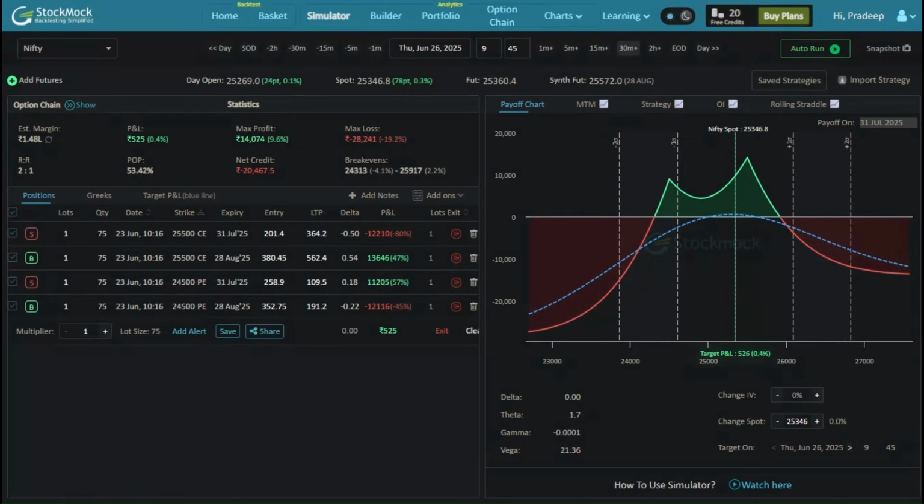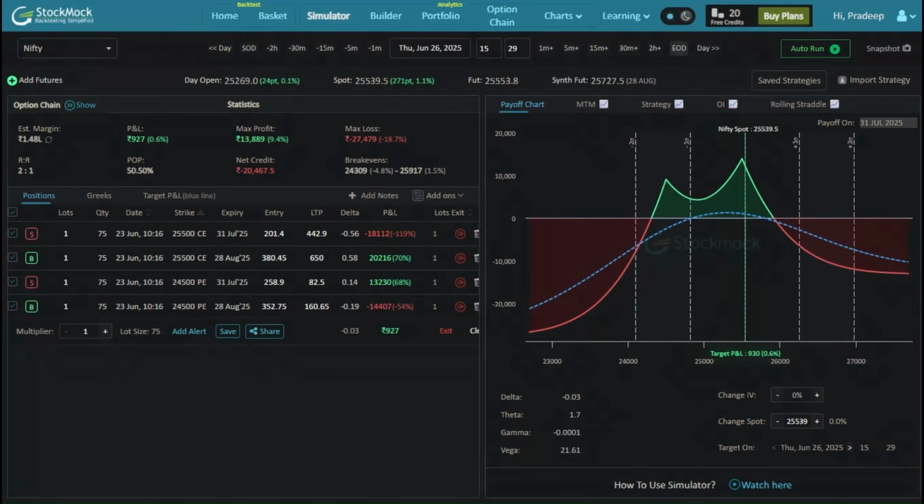Market is at 25,346, and my range is 25,917, which means 600 points. On the downside, I'm having almost 800 points. So there is in fact 900 to almost 1000 points. So no issue.